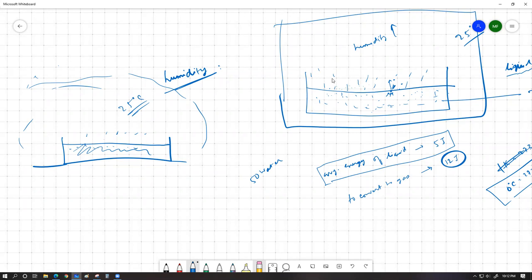This is exactly where the process of heat transfer comes in. Let's say we place this container over here and allow the evaporation to happen. If we put a very sensitive thermometer right close to the surface, a liquid in glass thermometer would not be a very good choice for this experiment. A thermocouple thermometer would have been a better choice.